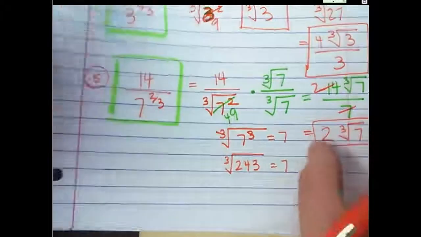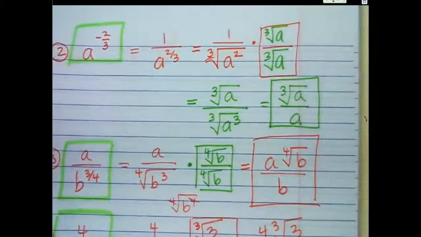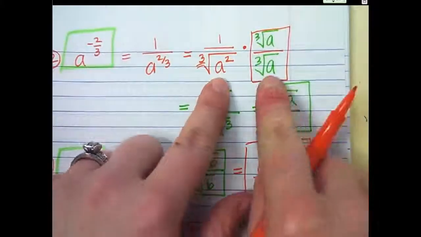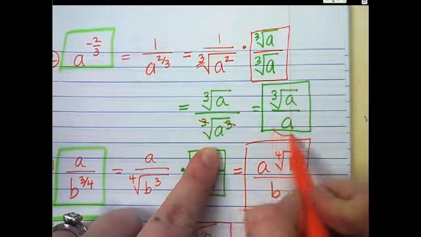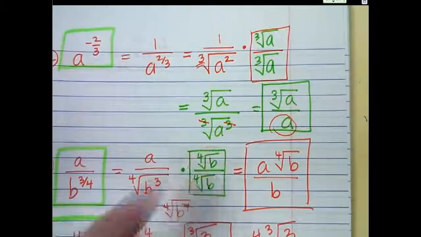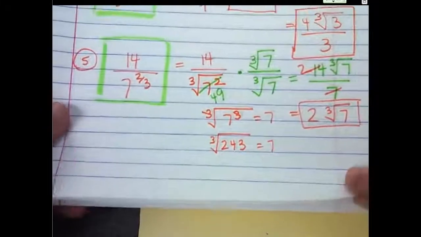So what I'm doing, come back up here to the A's. This is probably the best one to look at. I've got 2 A's and 1 A. That gives me 3 A's. And the reason I do that is because I know those are going to cancel and give me a single A. So you can do that with any of your numbers, too. Any other questions on 5? I just kind of went right along.